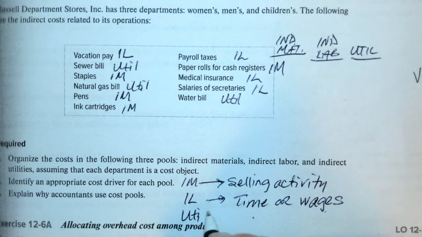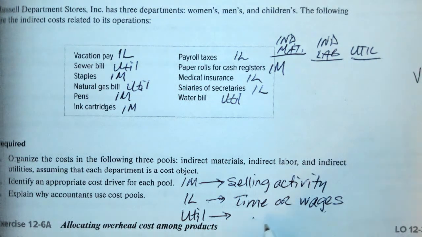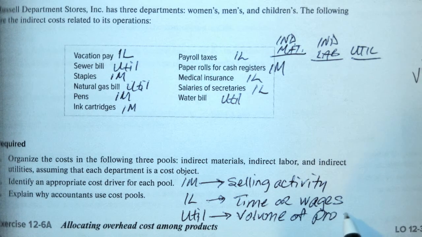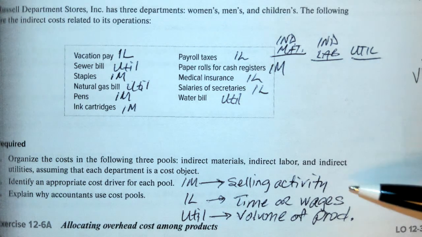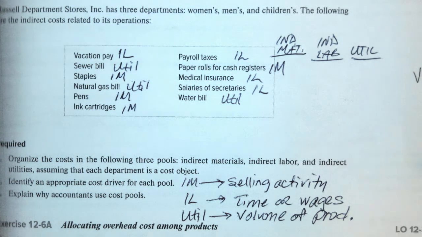Utilities, the driver for utilities, if we were thinking about the factory, it would be the volume of production because equipment would be used more, okay? Volume of production might be a good one for that. And again, why would we use cost pools? It's so that we could allocate in a better way than just trying to lump everything together and smushing it out evenly across all of the units that were produced. Okay, super. You have fun with the exercises from Chapter 12.